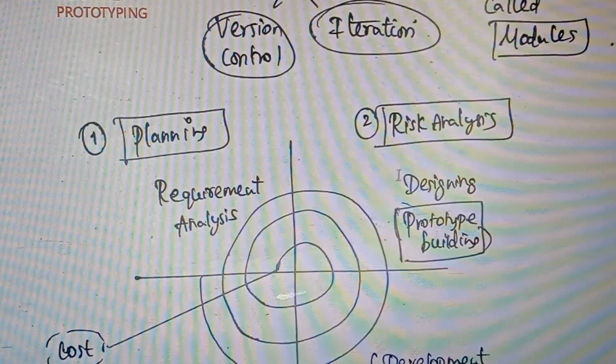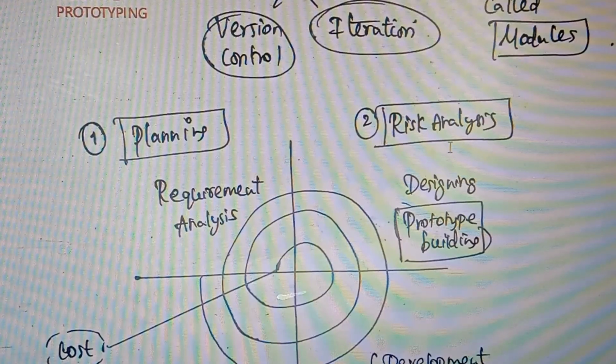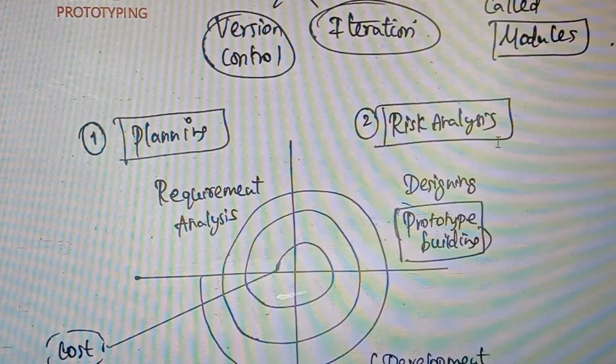And the second phase is the risk analysis phase. This risk analysis phase is very important in the spiral model because the spiral model is used in large projects like ISRO and NASA. So there will be lots of risk and security issues, so the risk analysis phase is very important. We should identify all the potential risks like technical, hardware and software risks, and for solving those risks, the risk mitigation strategies need to be planned earlier.